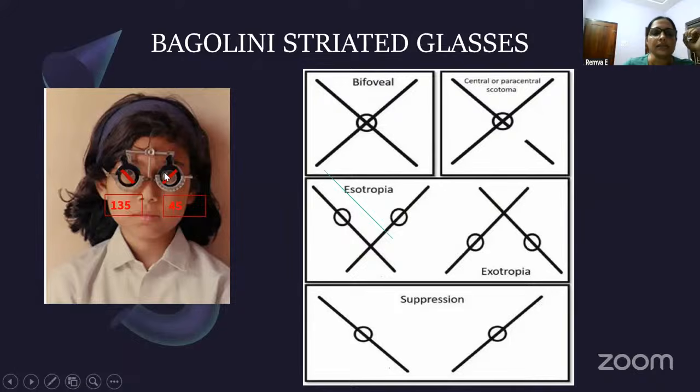Bagolini striated glasses are striated glasses placed on both eyes, right eye at 135° and left eye at 45°. You shine a pen torch and ask the patient how he or she sees it. Normally, in bifoveal fixation, you will see a cross. In esotropia, you will see a V pattern, and in exotropia an A pattern. If one eye is suppressed, you will see only one line. And in a microtropia, you will see a cross with a gap in the center. So this is Bagolini striated glasses.